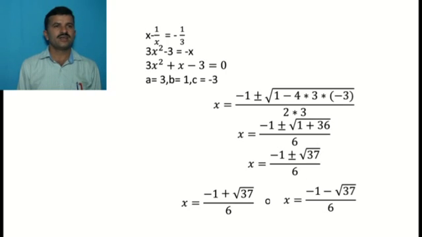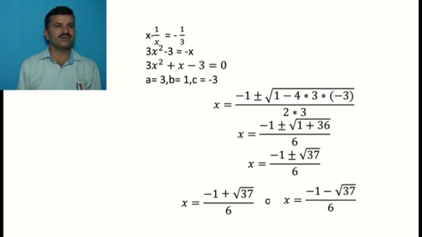Now you can put the second value of a, which is equal to minus 1 by 3, in x minus 1 by x is equal to minus 1 by 3. x and 3 are the denominators, therefore you can multiply by 3x and the equation is 3x square minus 3 is equal to minus x. You can take minus x from the right hand side to the left hand side and the equation becomes 3x square plus x minus 3 is equal to 0.